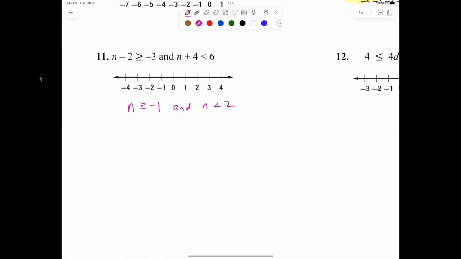N is less than 2. Now, as we do these, you're supposed to be able to say, okay, if I'm greater than -1 and less than 2, that means I'm everything in between what? -1 and 2. So I write -1, 2, and then bracket at -1, parentheses at 2. All right, believe it or not, that's kind of complicated.